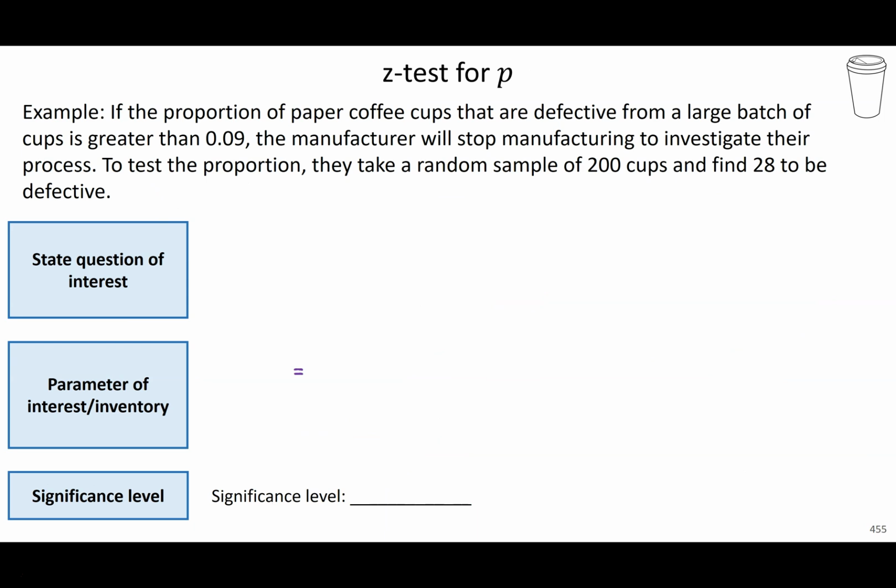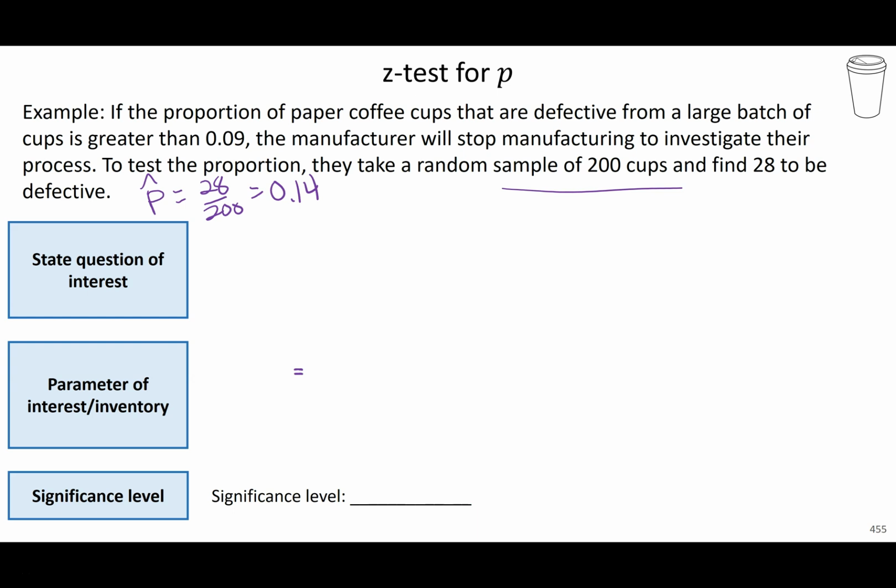Because we really love these coffee cups, we're going to stick with this coffee cup example. There's a manufacturer that makes coffee cups. They probably don't want more than a certain proportion of them to be defective. If so, most manufacturers will shut down and troubleshoot, maybe fix a machine. So they say, if we find that more than 9% of the cups in this batch are defective, the manufacturer is going to stop and investigate the process. So we want to test the proportion, and they take a random sample of 200 cups, and 28 of them are defective. So P hat is equal to 28 out of 200, which is 0.14. Same sample information as last time.